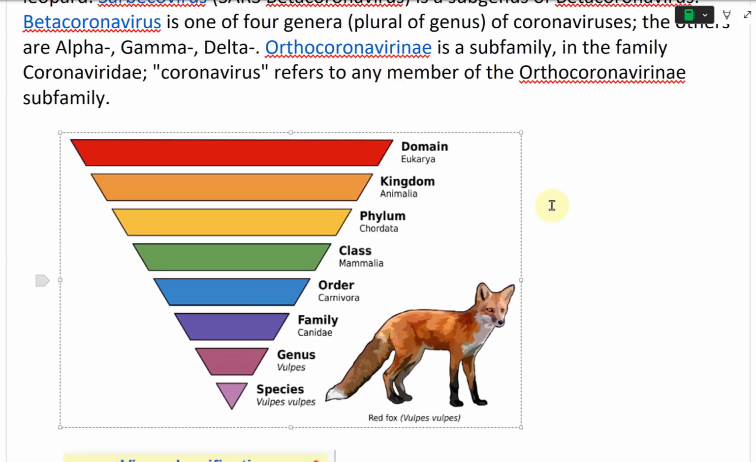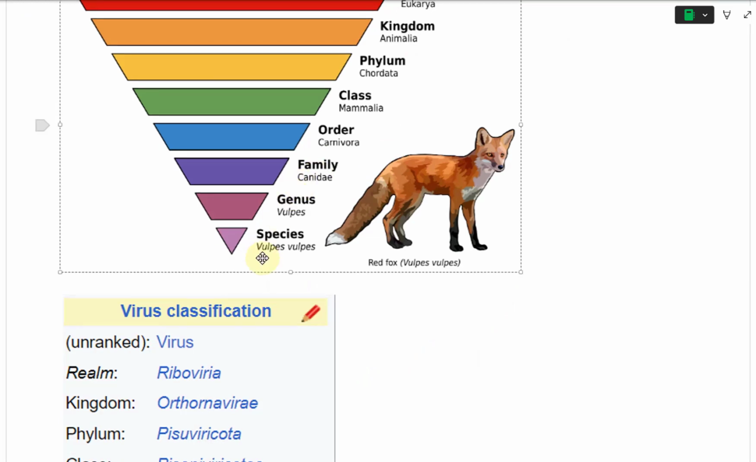Anyways, that's just a lot of technical taxonomical terms. And just to give you an overview of how this setup is. So if you have a domain, for example, eukaryotes or multi-celled organisms, and you have a kingdom, for example, animals or Animalia, and then you have the phylum, it's Chordata with backbones, class Mammalia, mammals, and then you have order Carnivora or carnivores. You have the family Canidae or canines. You have genus Vulpes, species, and that is Vulpes vulpes, same thing as red fox. So that's just a taxonomical setup.